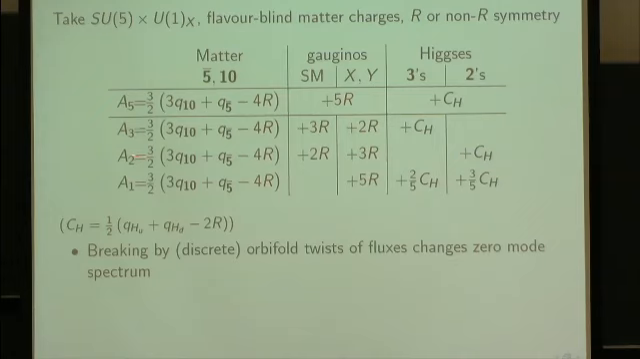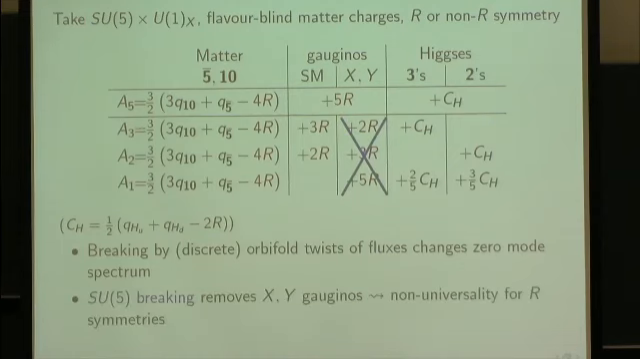So if you break by a Higgs mechanism, for example, that's a continuous thing that will not change the fact that these things are the same. A3 is equal to A2, for example. But on the other hand, if you impose discrete orbifold twists, this will change the zero-mode spectrum, and then this can actually change the anomalies. If you break the SU(5), you certainly kick out the X and Y bosons, and so there's a change in the anomaly coefficients.